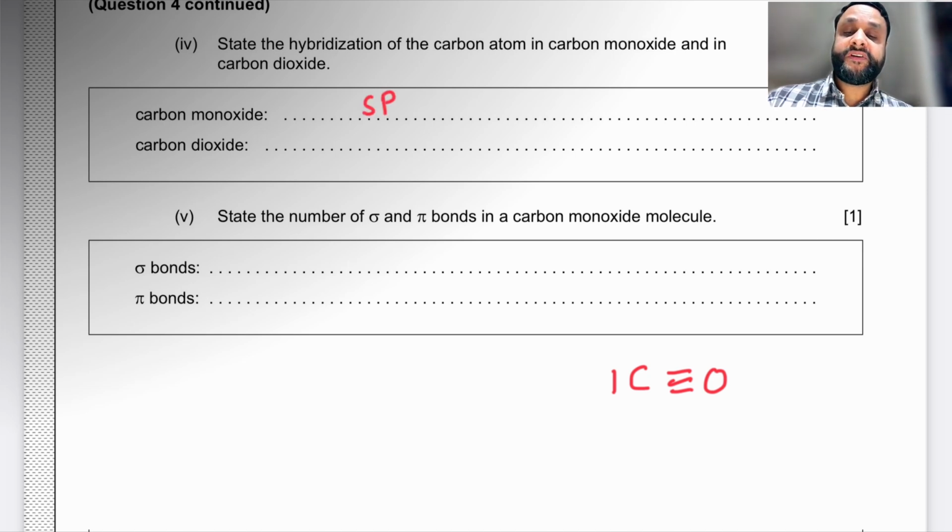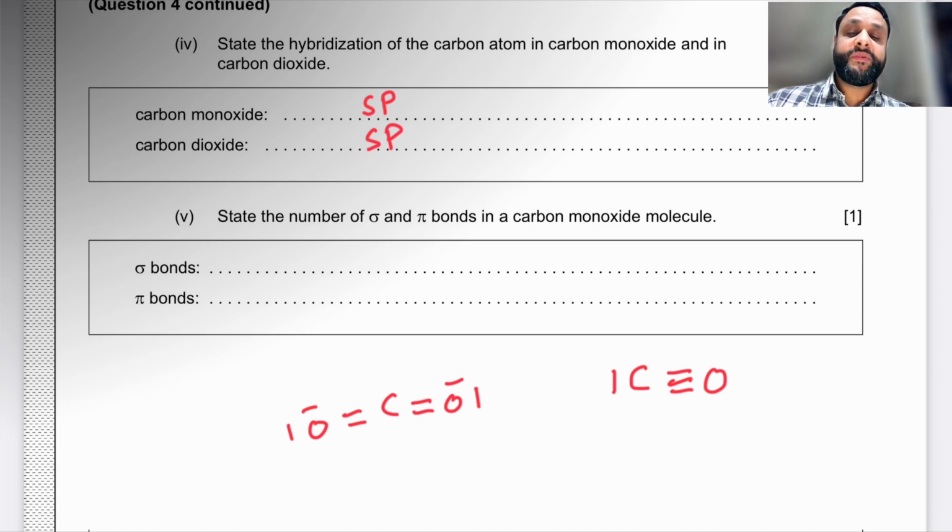Let's draw the Lewis structure of carbon dioxide. So carbon dioxide is C double bond O, and there are 2 lone pairs on this oxygen. Similarly, we have C double bond O, and there are 2 lone pairs. As we can see, around carbon there are 2 electron domains. Hence, we are looking for 2 hybrid orbitals. So s and p will merge together and give us 2 new hybrid orbitals. Hence, the hybridization will be sp as well.